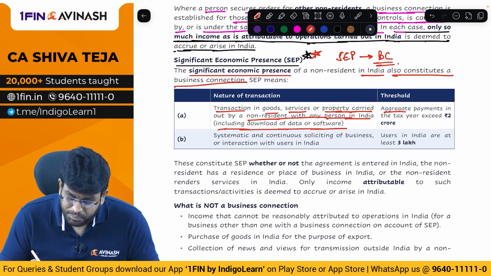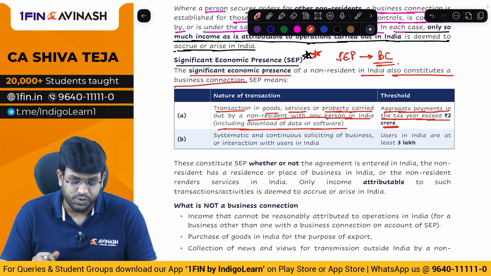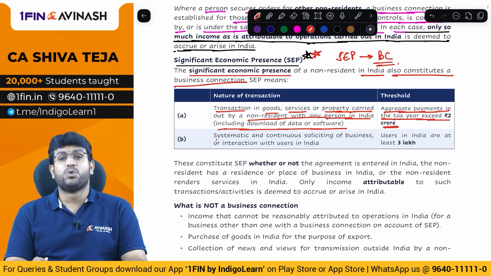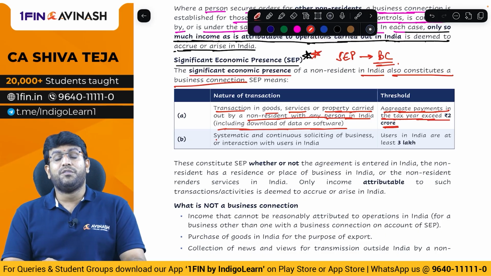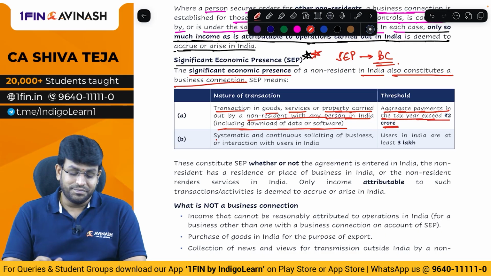And the aggregate payment in the tax year exceeds 2 crores. So if the non-resident is doing business of more than 2 crores with Indian persons, then we say that the non-resident has significant economic presence in India. Next.